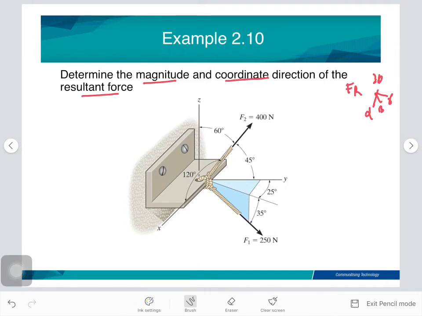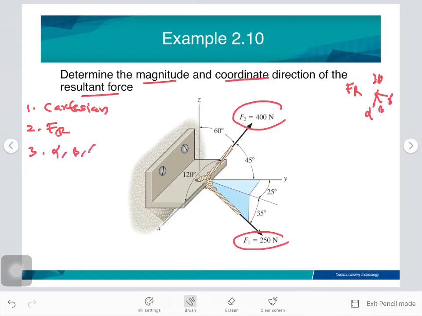So you have F1 and F2. Is the force already in Cartesian or not? If not, step 1 is you need to resolve into Cartesian. And then after that, as usual, you can add to get the resultant force. Then you need to resolve this into Cartesian, and the third step is to determine alpha, beta and gamma.